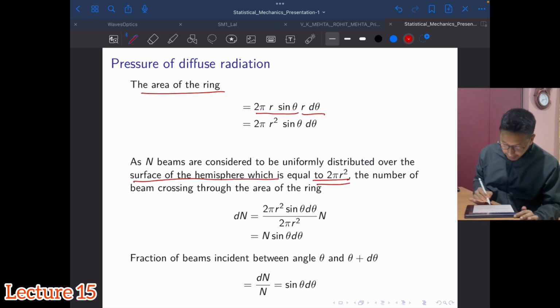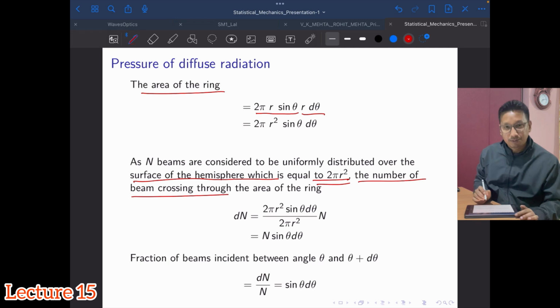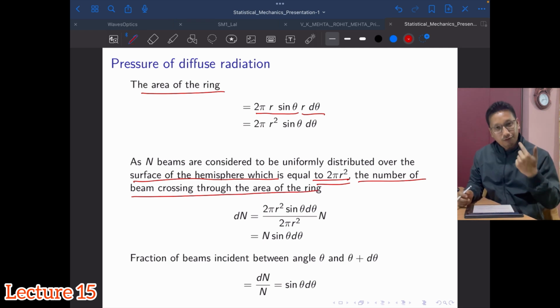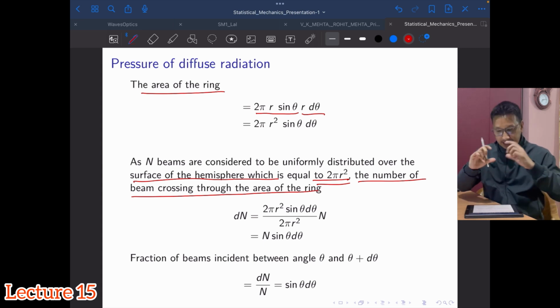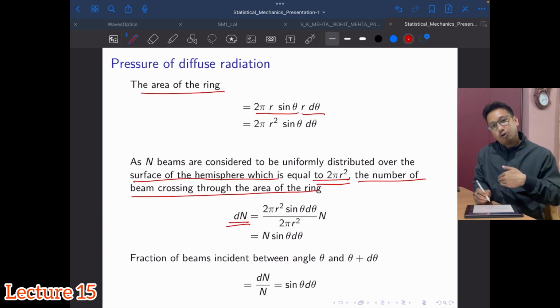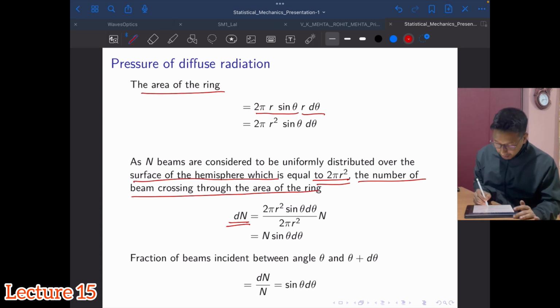So the number of beams crossing through the area of the ring, so we have this strip or the ring. Since all the beams are uniformly distributed, how much of the total number of beams are actually going through this ring? Let's say that is delta n or dn. So that will be given by what? The area of the ring divided by the total area of the hemisphere, multiplied by the total number of beams, right?